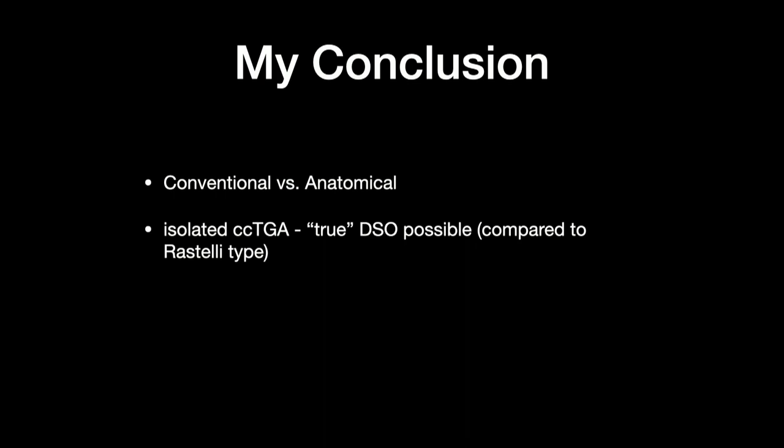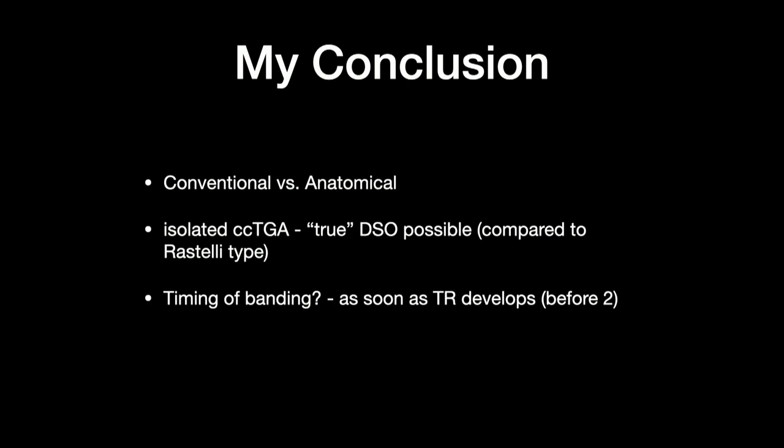So this is my conclusion. Between the conventional and anatomical, I would prefer the anatomical repair if possible, especially in those patients with isolated ccTGA who can do the true double switch operation compared to the rest LV type double switch operation. And the timing of banding, I would prefer it as soon as the TR develops and before the age of 2. And timing of double switch is better before 3 years of age.